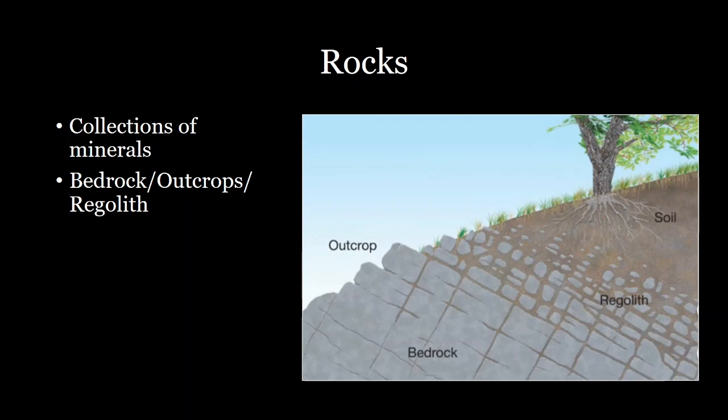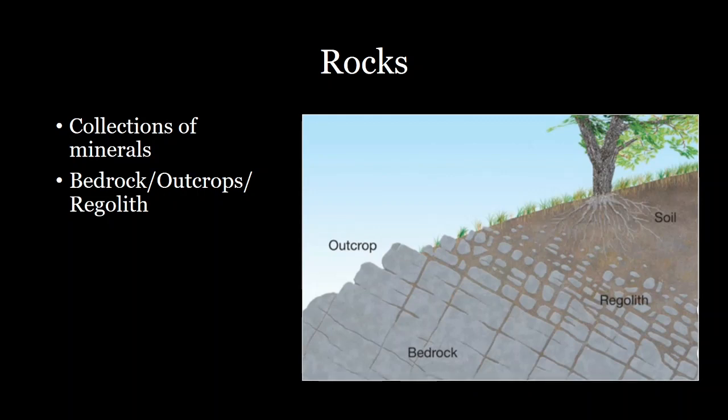We're going to continue on talking about what rocks are and how they form. So rocks are just collections of minerals. And so pretty much every rock that you've seen originally formed as bedrock. This is the parent material from which smaller rocks form. Exposures of bedrock at the surface of the earth without any soil on top of it are called outcrops.